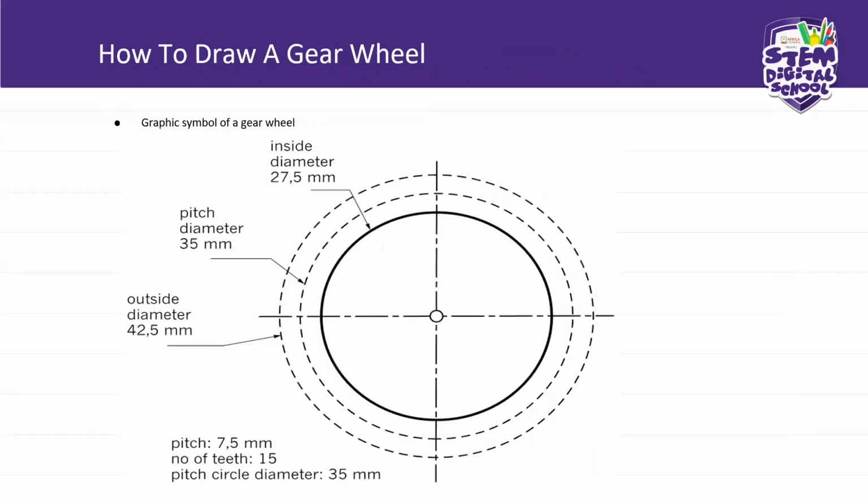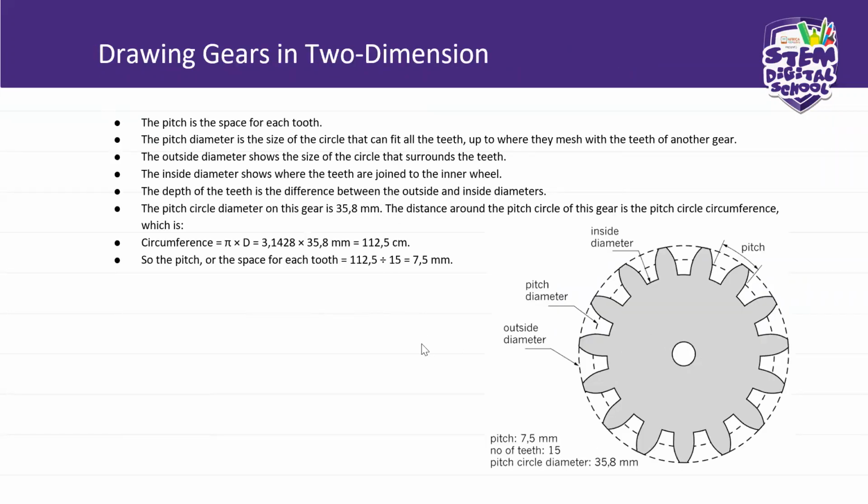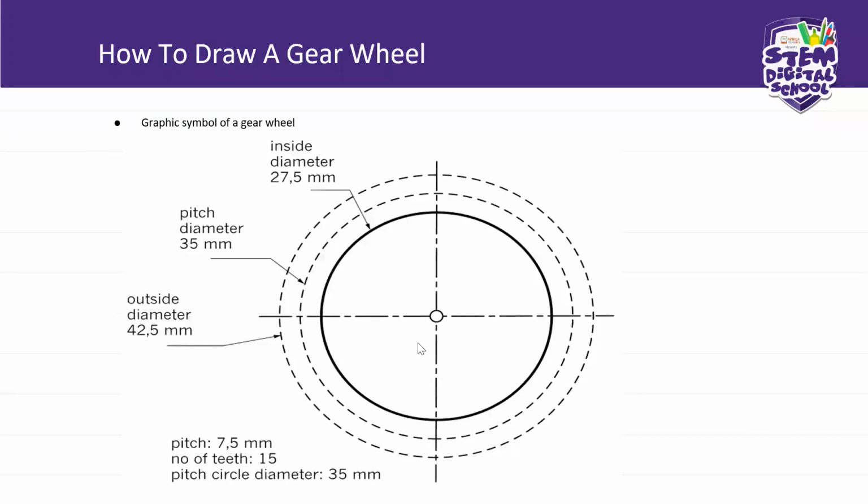Right. Now, how to draw a gear wheel. This is the graphic symbol for the gear. This one was just a gear with teeth. That's how you draw your gear with teeth. But here, you can be required to draw a graphic symbol of a gear. So, you will be drawing the inside diameter.